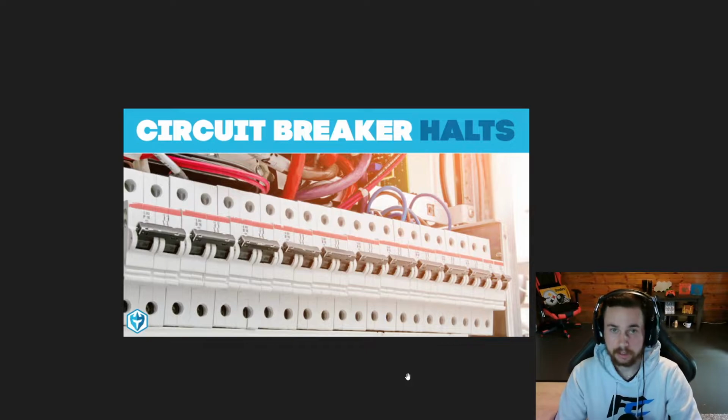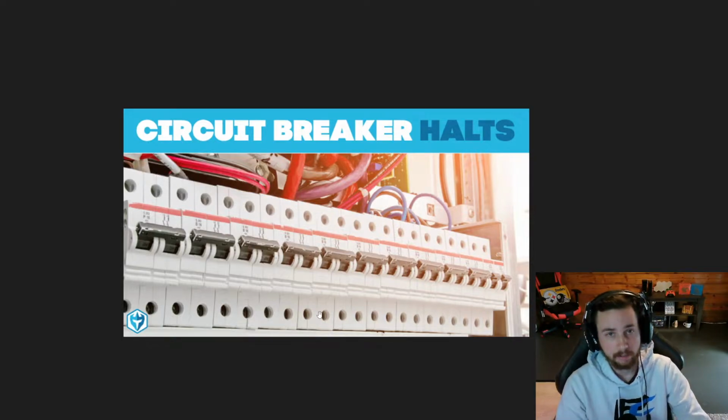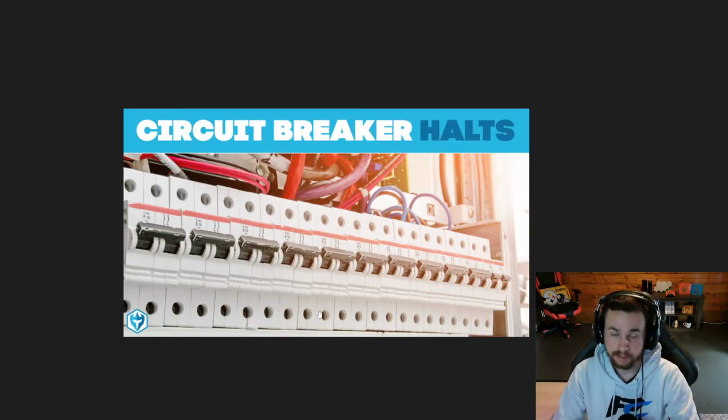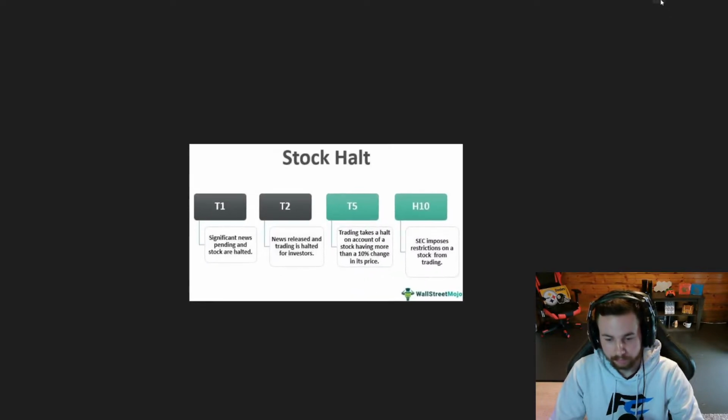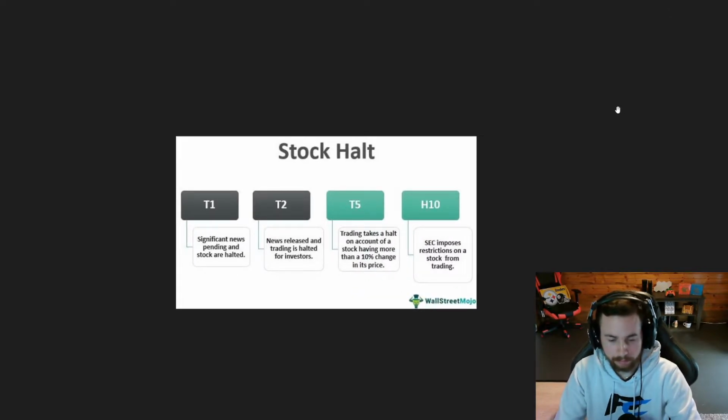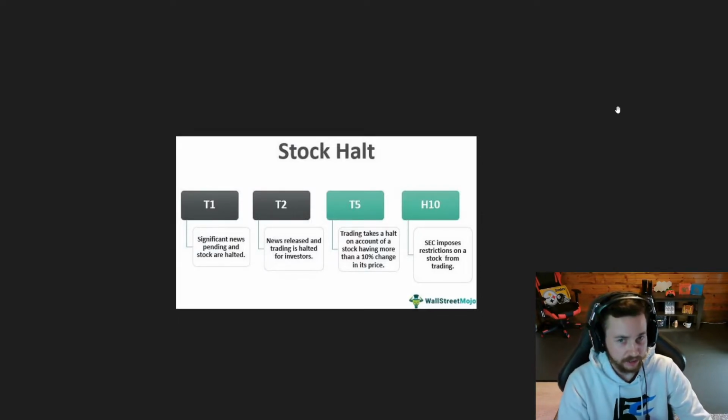So that's just kind of a brief summary of what a halt is and how to trade it. I do have a few graphics that we'll go over. There are different types of halts, and the main halt that we see and trade is the circuit breaker halt. Other halts can happen, but you're not going to see a ton of them, especially in momentum stocks, the stuff that we trade. There are basically 4 main types of halts: a T1, a T2, a T5, and an H10.